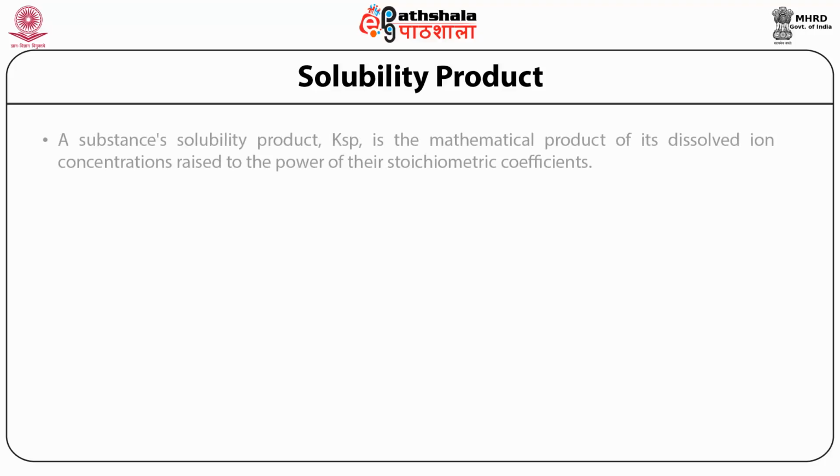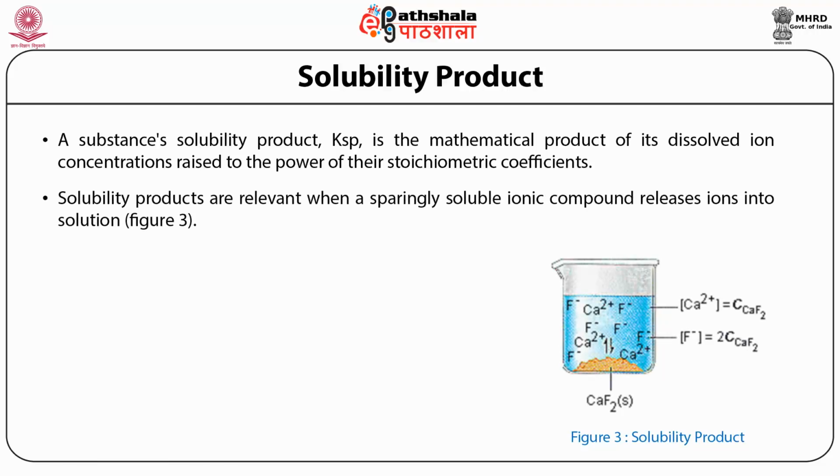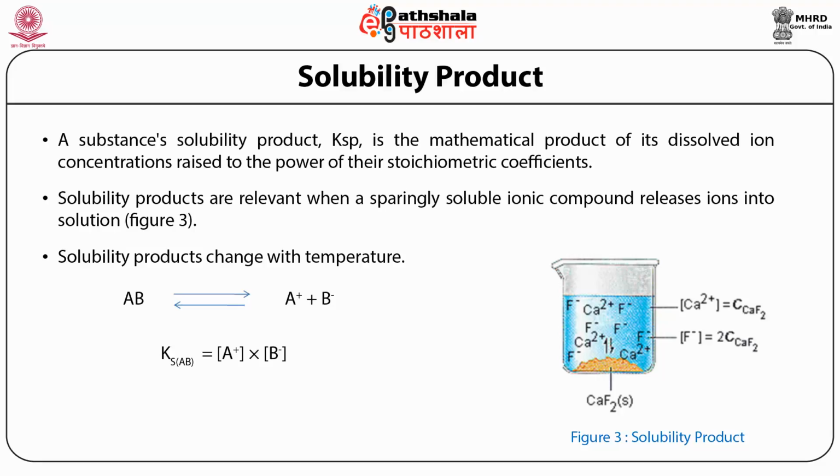Solubility product. A substance's solubility product, KSP, is the mathematical product of its dissolved ion concentrations raised to the power of their stoichiometric coefficients. Solubility products are relevant when a sparingly soluble ionic compound releases ions into solution, as shown in figure 3. A solubility product is a specific form of equilibrium constant. Solubility product changes with temperature. AB will form A plus ions and B minus ions, and the KSP of AB is equal to [A plus] into [B minus].